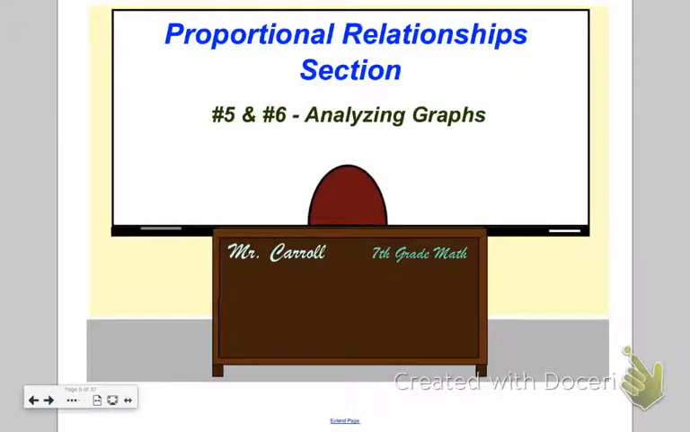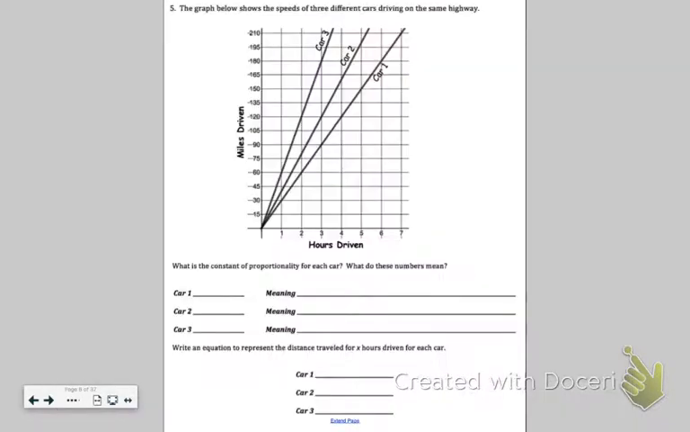All right, let's move into the analyzing graphs section, number 5 and number 6. The graph below shows the speeds of 3 different cars driving on the same highway. First things first, I want to look at my axes. I'm looking at miles driven on my y-axis, and I'm looking at hours driven on my x-axis.